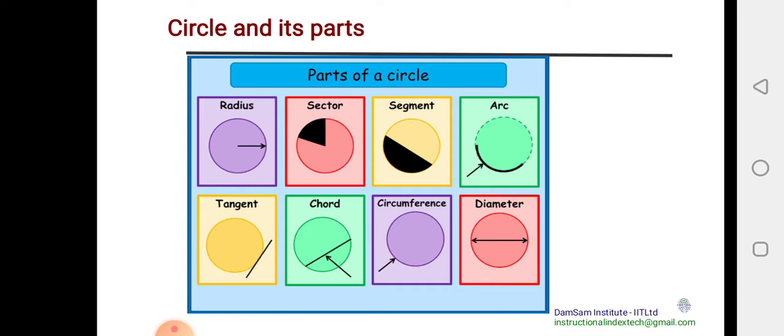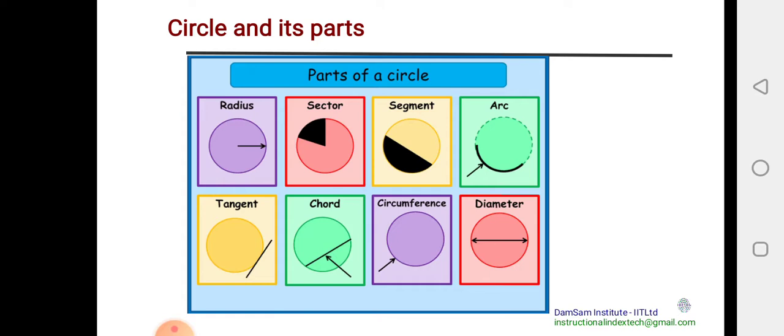The first circle here shows us the radius. The second one shows us where the sector is. That black shaded portion is the minor sector, and the larger part of it is the major sector. We also have the minor segment and the major segment at that yellow portion. After that, we have the arc. The arc is what is pointed at with an arrow.